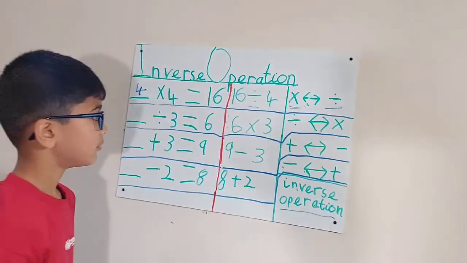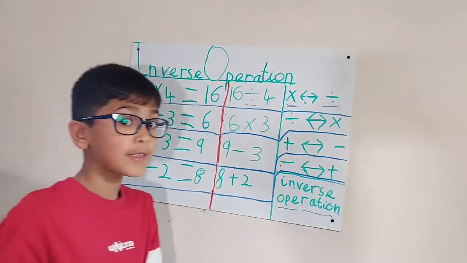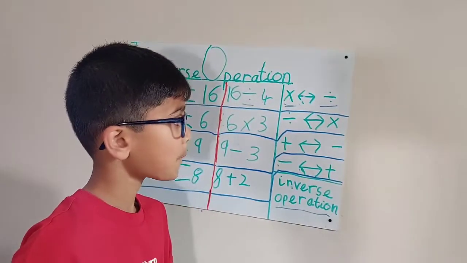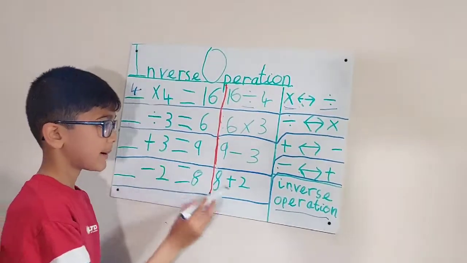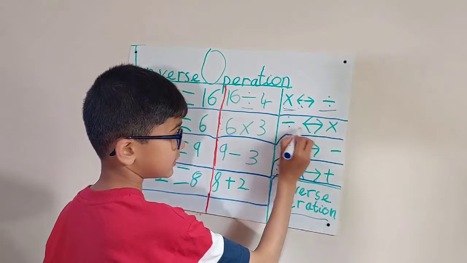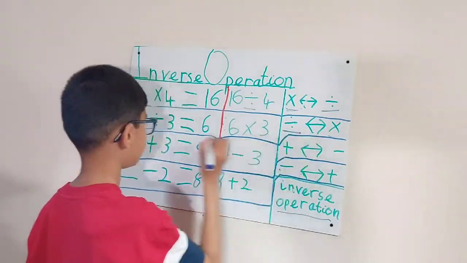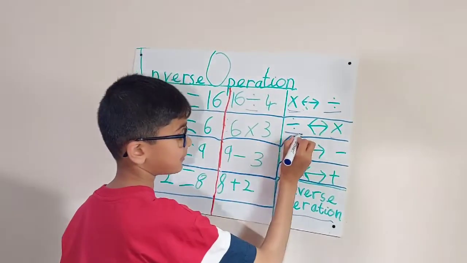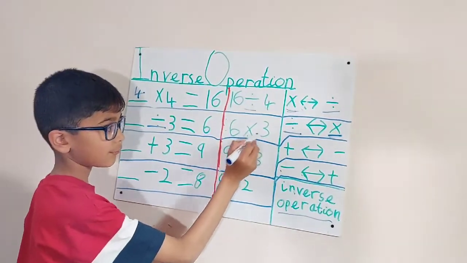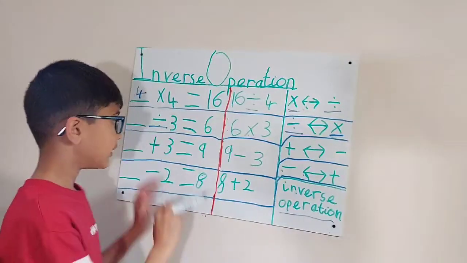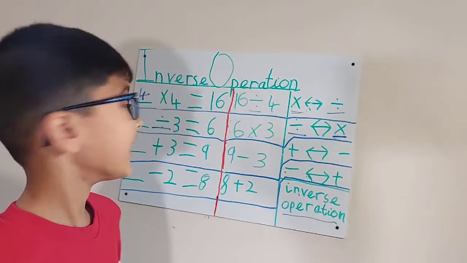Now we're doing divided by 3 equals 6. Can you tell me the inverse operation? Nice. The inverse operation is timesing. Because here we're dividing, the inverse of it is timesing. So 6 times 3, you can do that in your head if you get a question like this. 6 times 3 equals 18.